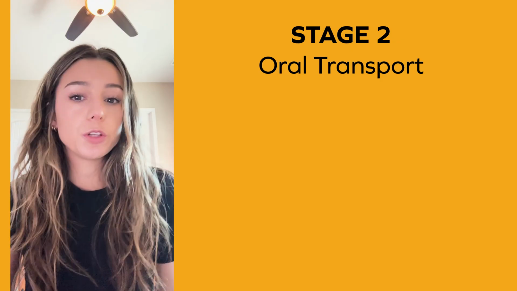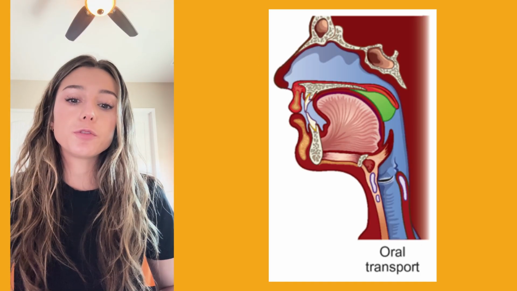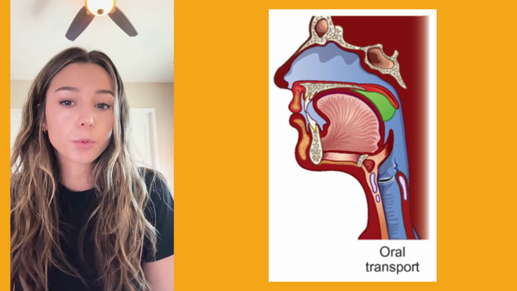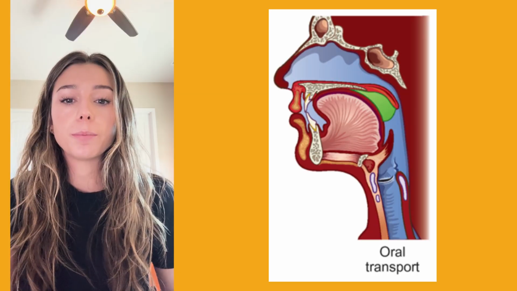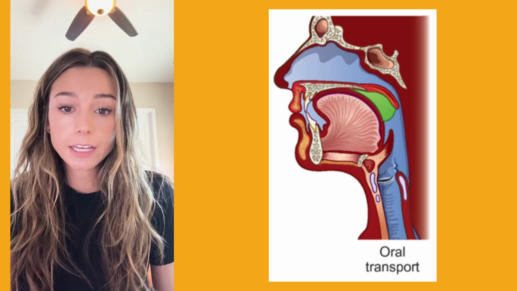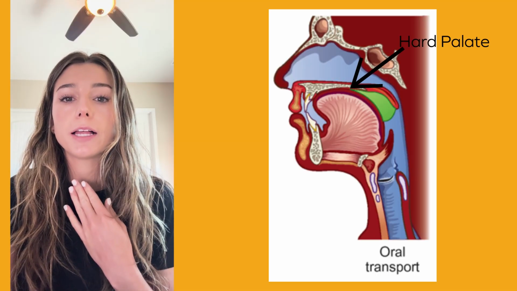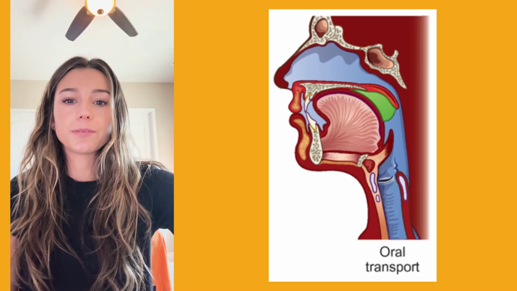Next, stage 2 of the swallow, the oral transport stage. The main goal here is to move the bolus anteriorly to posteriorly, in other words, to the back towards the pharynx. This is done by elevating the tongue tip up and pushing the bolus up towards the hard palate and back into the pharynx, creating a pressure wave.